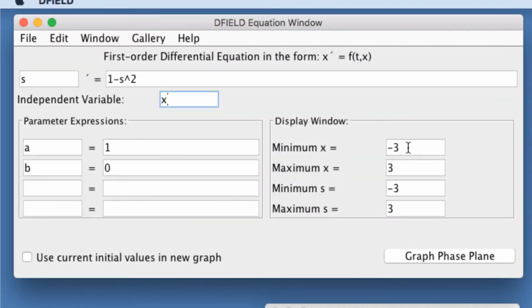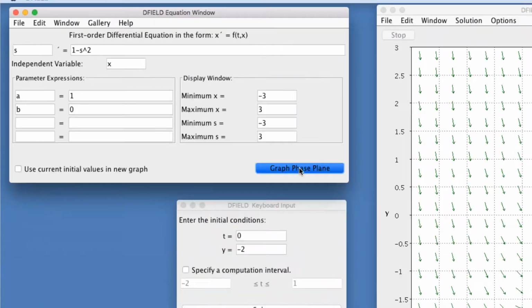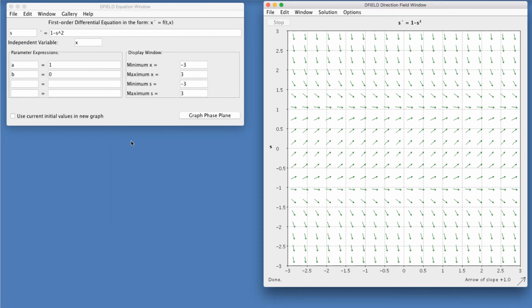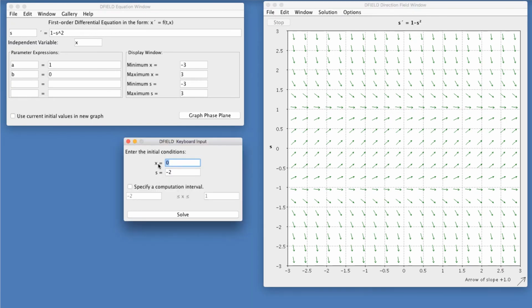Let's keep the same window from negative 3 to 3, negative 3 to 3, and graph the phase plane. Okay, so here's what we're seeing. We definitely can see the two horizontal bands, if you will, at 1 and negative 1. Let's do some initial conditions. Let's cancel this and try this again, see if it comes up with s's and x's. Oh, it does, okay. So maybe you have to do that, because before it said t's and y's. I'm not sure if it would connect, but I canceled it and then redid it.